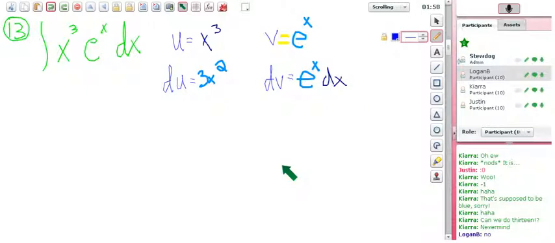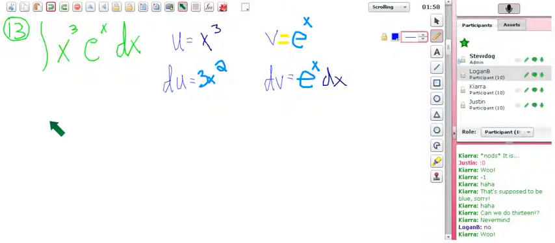That's the amazing thing about e to the x. So uv, that's integration by parts right there. So u v minus the integral of v du. Let's put the 3 out here, x squared dx. Okay, so now it might seem like we haven't gotten anywhere.